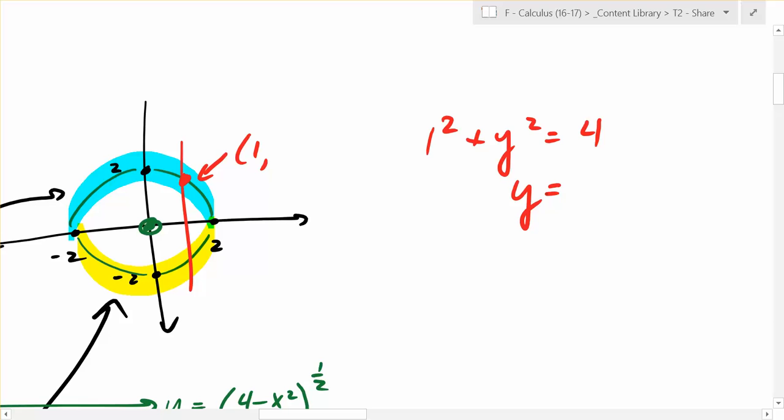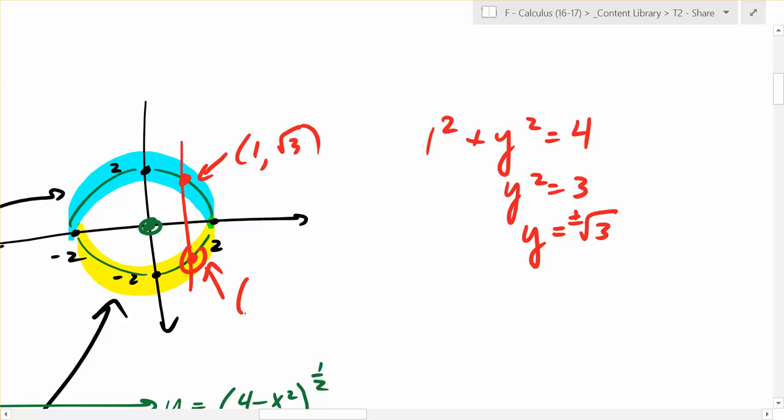Nope, it's only 3, so y squared is equal to 3. Is it just because it's early? Okay, so y squared is equal to 3. So what does y equal? Root 3. Plus or minus root 3. So what point is that? 1 comma root 3. And what point is this? 1 comma negative root 3, right?